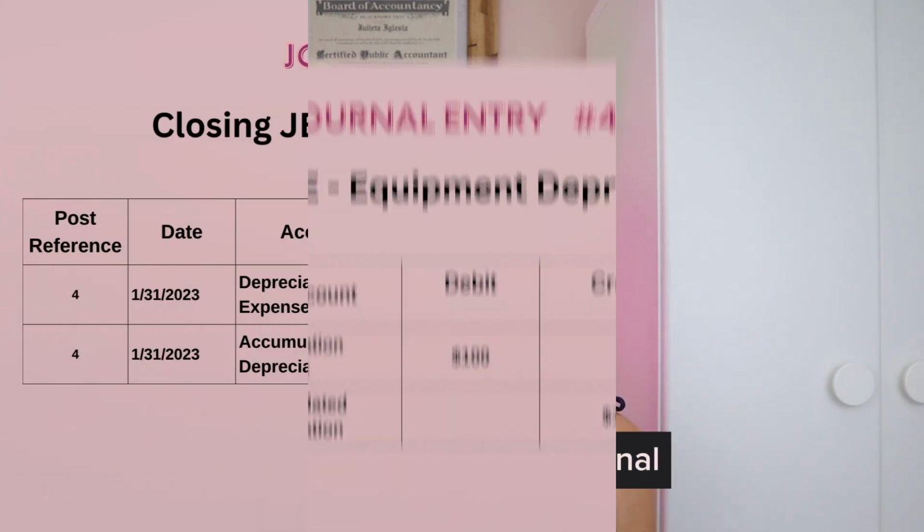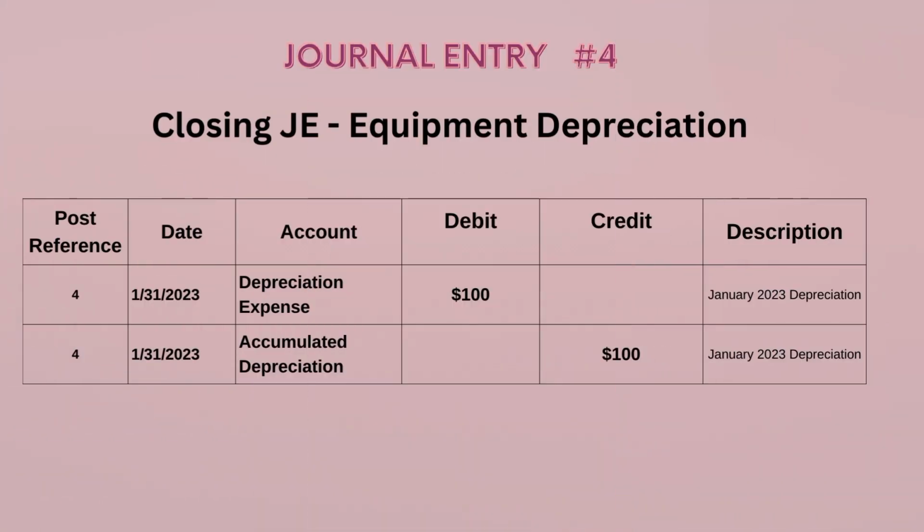Entry number 4, depreciation. The 4th common journal entry made by small businesses relates to depreciation. Depreciation is the gradual reduction in the value of an asset over its useful life. As a business uses its assets, such as machinery or equipment, over time it needs to account for this reduction in value. This is done by recording a debit to a depreciation expense and a credit to accumulated depreciation.